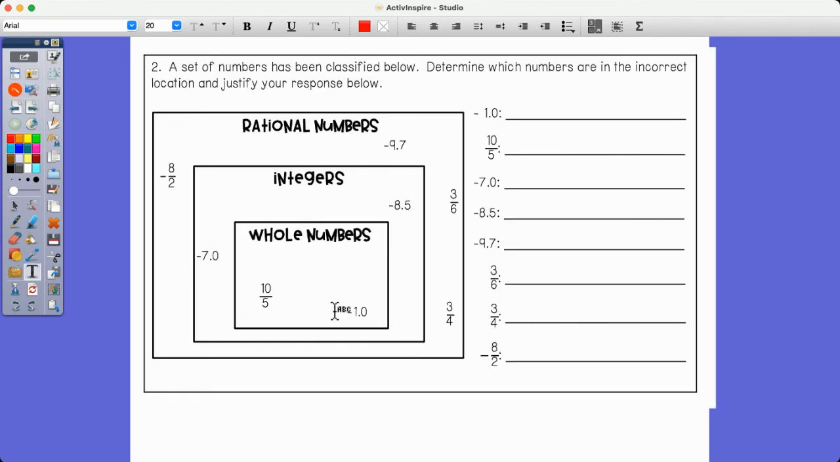And finally, you're going to work on this and bring this ready to class tomorrow. It says a set of numbers has been classified below. Determine which numbers are incorrect and justify your response below. So for example, -1.0, that is incorrect. And it is wrong because whole numbers are never negative. It should be an integer. Okay? So you're going to give me the correct location and why it is wrong. Okay, once again, you'll have this done when you come to class.